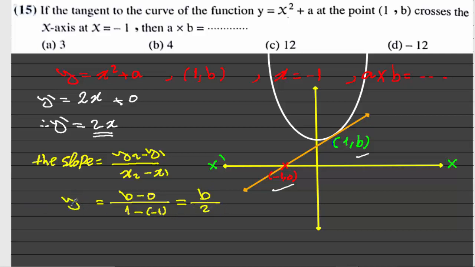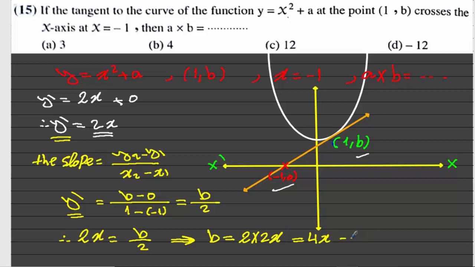So it equals b minus 0, which is b, over 1 minus minus 1, which is 2. Again, y dash from the equation of the curve equals 2x, and here y dash equals b over 2, so 2x equals b over 2. From that you can deduce that b equals 2 multiplied by 2x, which equals 4x, by cross multiplication.